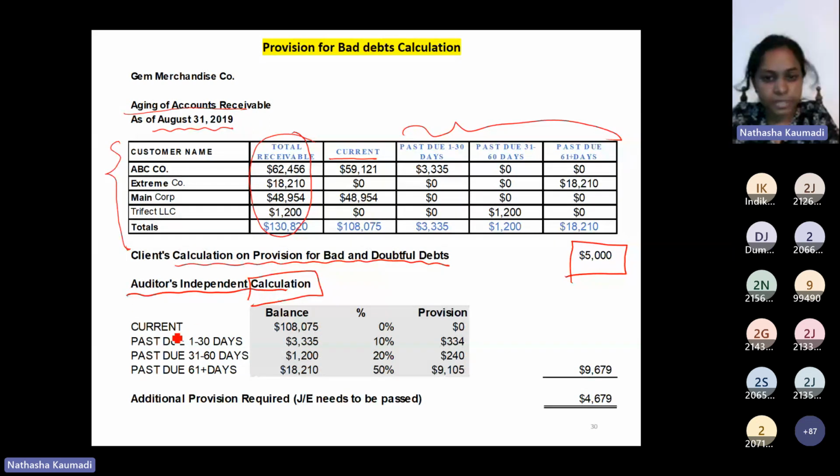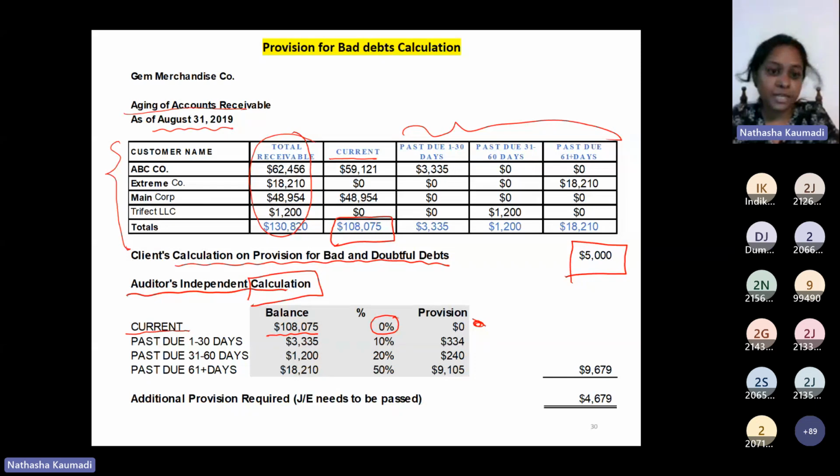Now, look here. You have the current debtor balance, full value is 108,000. That is the total of this current. Now, the current balance, there is no risk. Still we don't have a risk because that is the current figure. Most probably we will receive the balances. So the percentage of risk is 0. We don't have to put a provision. 0 provision.